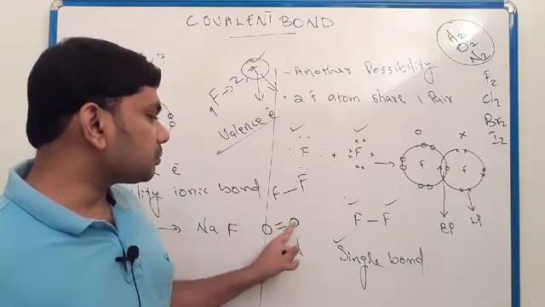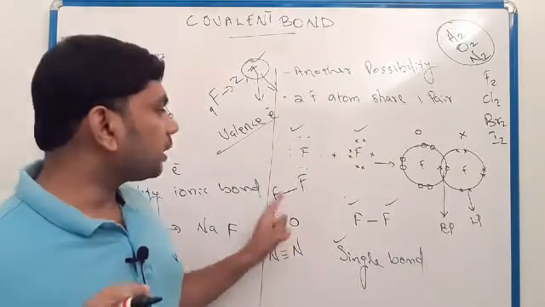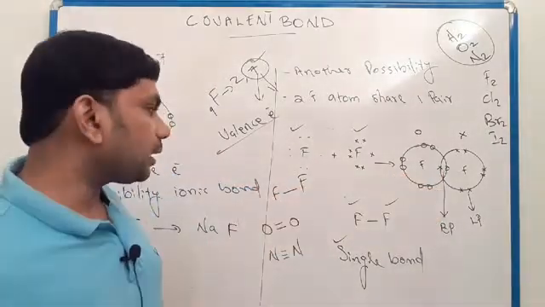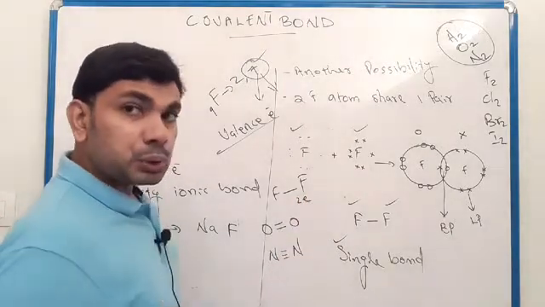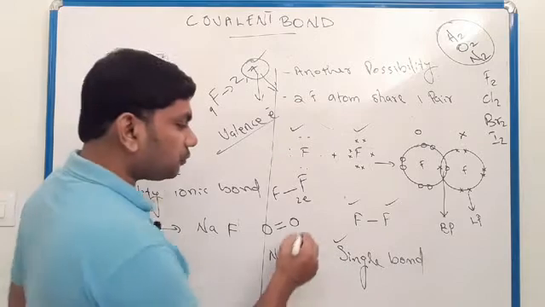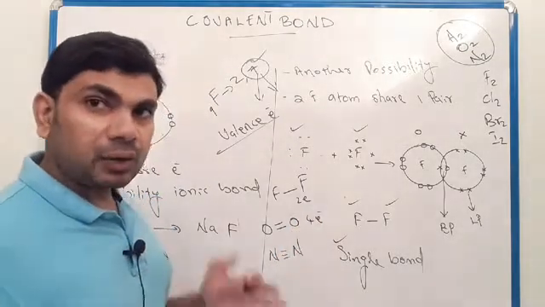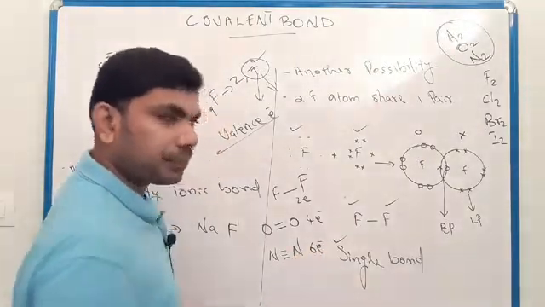Here two atoms are sharing two pairs of electrons, a double bond. Here fluorine atoms share one pair of electrons. One pair of electrons means two electrons sharing. Two pairs of electrons mean four electrons sharing. Three pairs of electrons mean six electrons sharing.